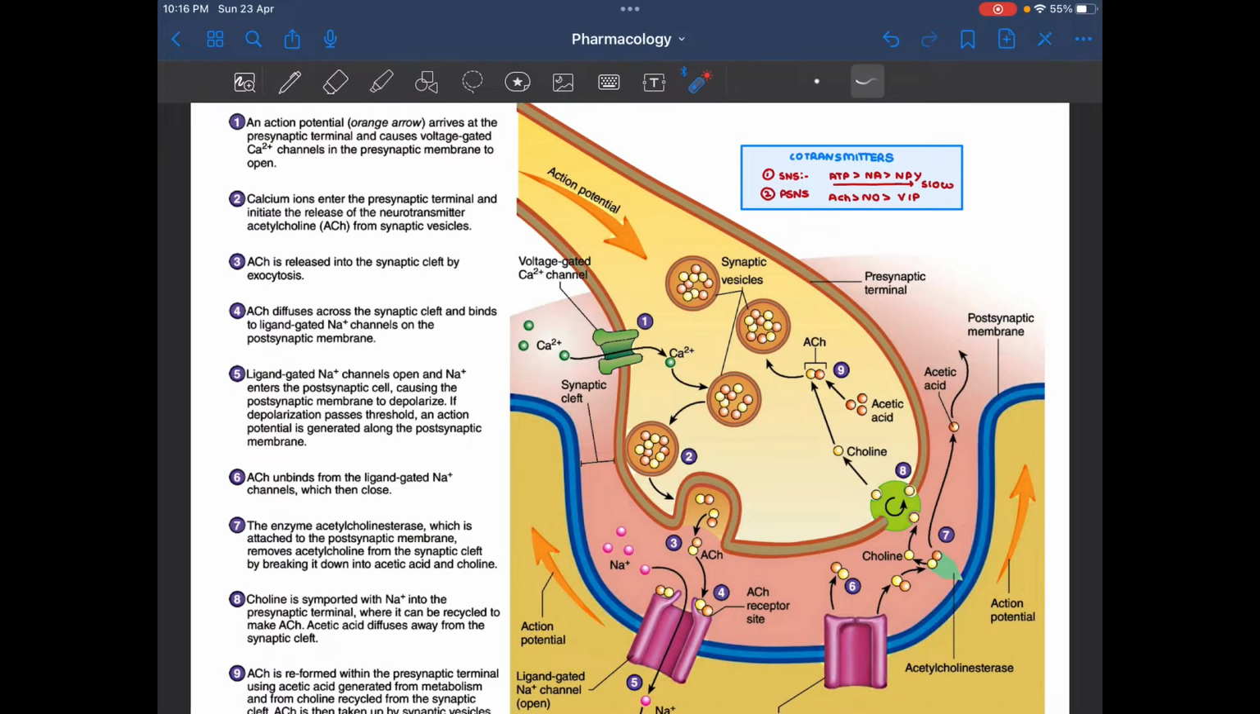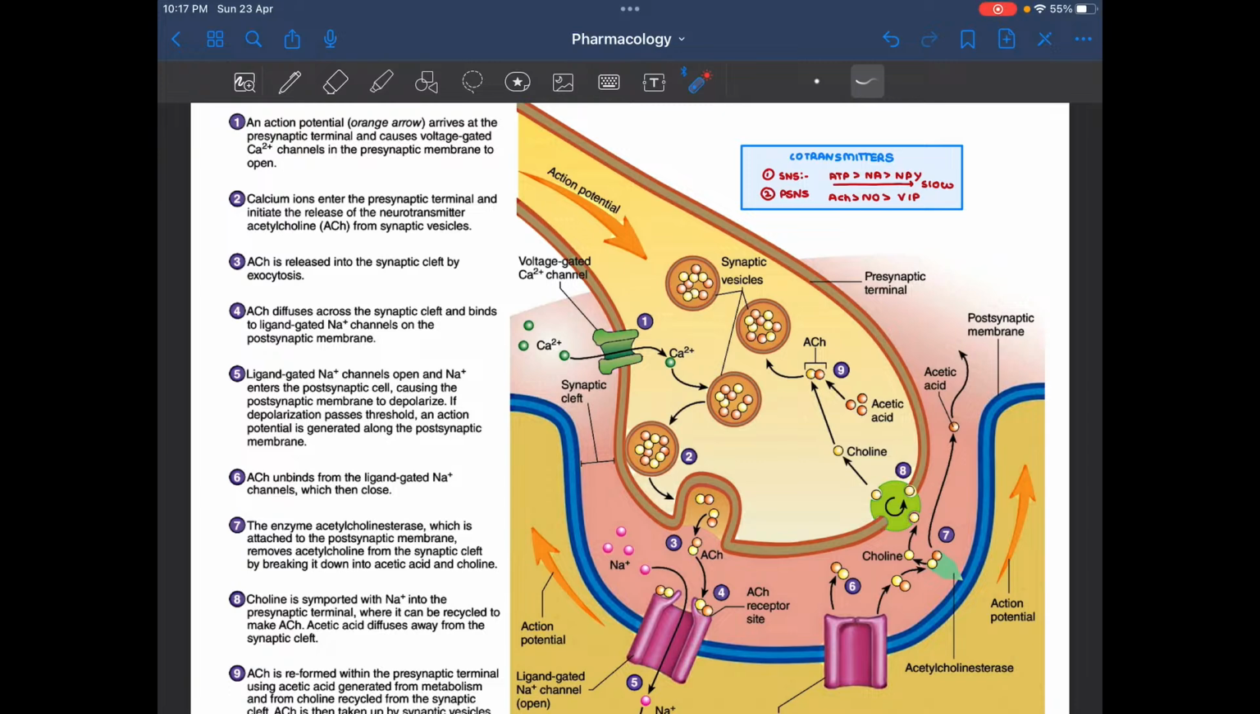And we have seen that whatever neurotransmitter the synaptic bouton is going to release, we have already talked that we have some major neurotransmitters: in the sympathetic nervous system it is norepinephrine, and in the parasympathetic nervous system it is acetylcholine. But we also have some co-transmitters.